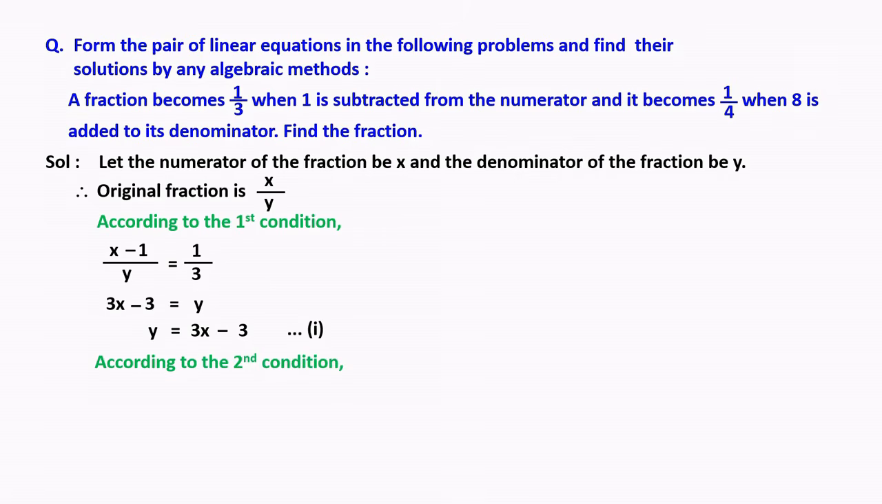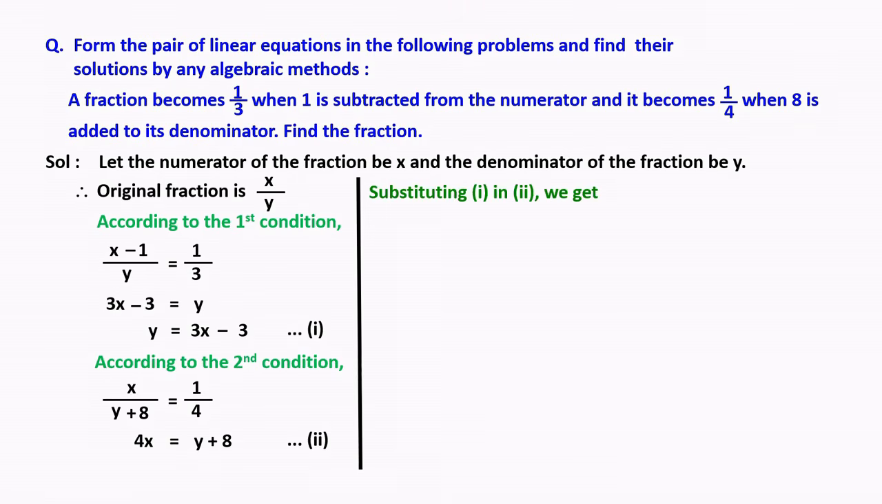Now, according to the second condition, when 8 is added to the denominator, the fraction becomes 1 by 4. So, we write x upon y plus 8 equals 1 by 4. Cross multiplying, 4x equals y plus 8. This is our second equation. Now, substitute the value of y from the first equation into the second equation. So, we get 4x equals 3x minus 3 plus 8. Simplifying, 4x equals 3x plus 5.